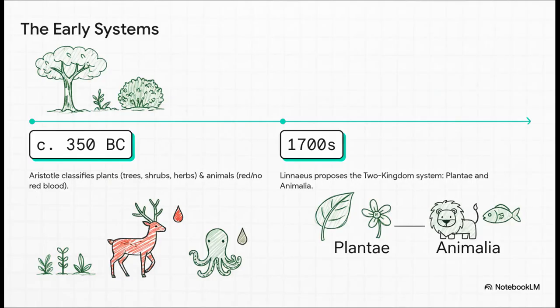The great thinker Aristotle, way back in 350 BC, he made a pretty simple start. He just looked at plants and said, okay, we have small ones, those are herbs, medium ones are shrubs, and the big ones are trees. Simple. And for animals, he just divided them into two groups, those with red blood and those without. Then, much later came Linnaeus, who gave us the famous two-kingdom system. Everything is either a plant or an animal.